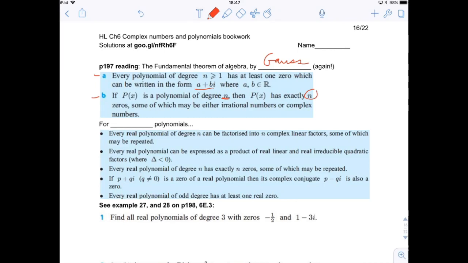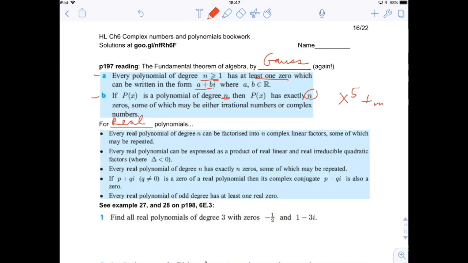It says if a polynomial of degree n greater than or equal to 1 has at least one zero. And then in part b, we can see that not only is it at least one zero, but for every degree that you have, like if you have an x to the fifth polynomial, then that means you have 5 zeros. For real polynomials, and what that means is a real polynomial has coefficients that are real.